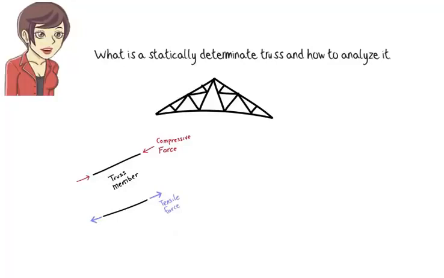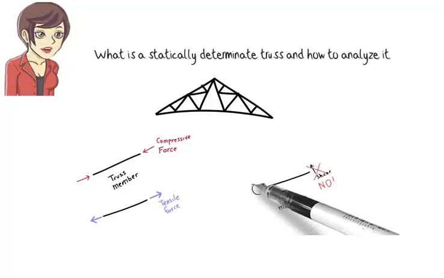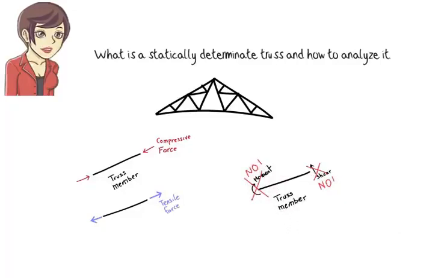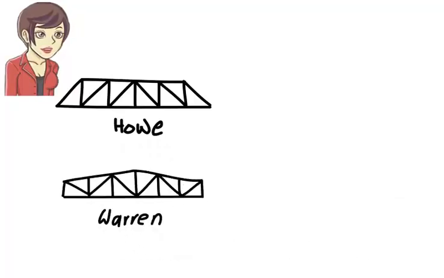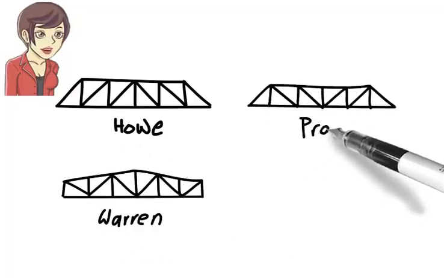Theoretically speaking, no shear force or bending moment is present in truss members. Here are a few truss configurations usually seen in roofs and bridges. Howe truss, Warren truss, Pratt truss, K truss.